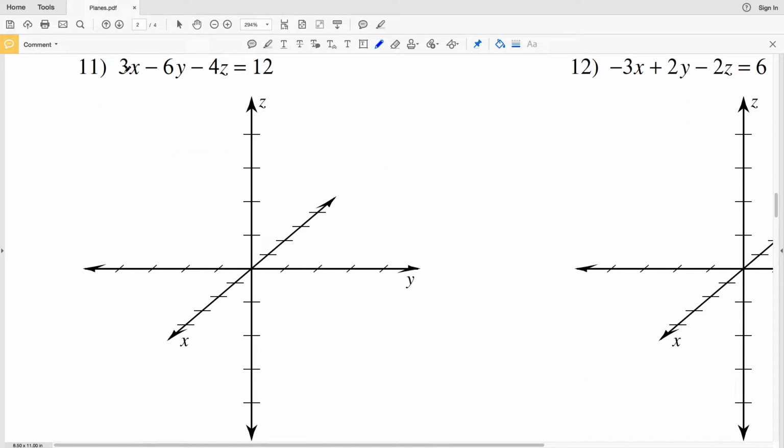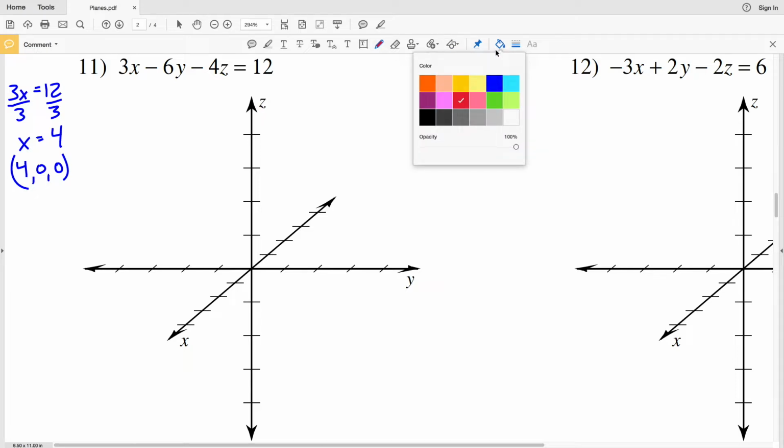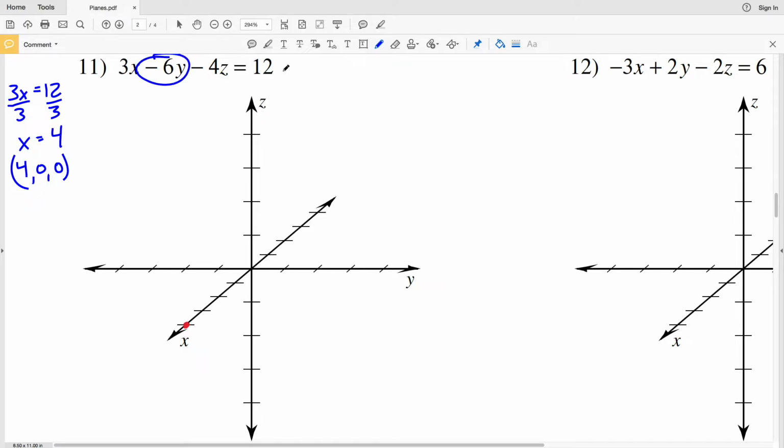In number 11, my x-intercept occurs when 3x is equal to 12. So 3x equals 12, dividing both sides by 3, I'll get that x equals a positive 4. So 4, 0, 0 is my x-intercept. So that's 4 forward. My y-intercept is when negative 6y equals 12. So negative 6y equals 12 when, if I divide by negative 6, that's when y equals a negative 2. So 0, negative 2, 0 is my y-intercept, and that's 2 to the left.